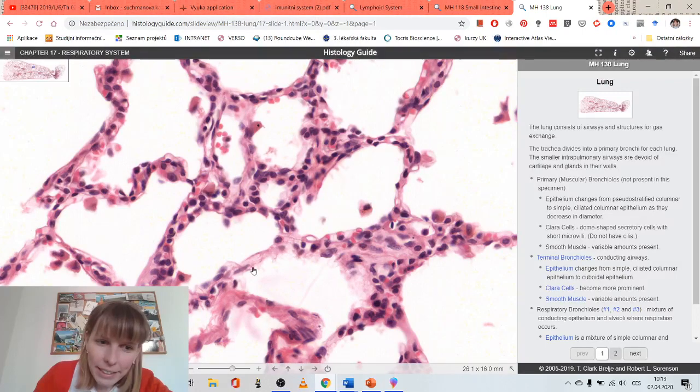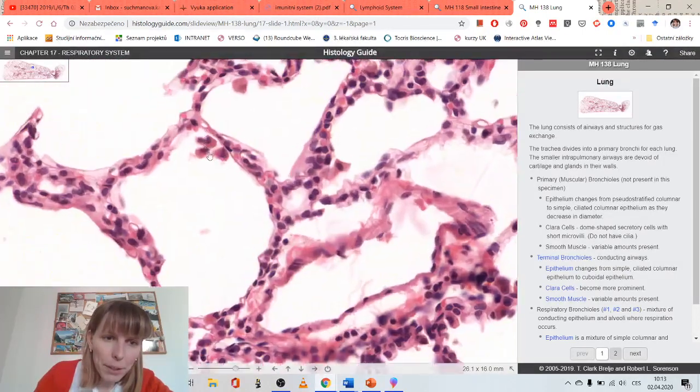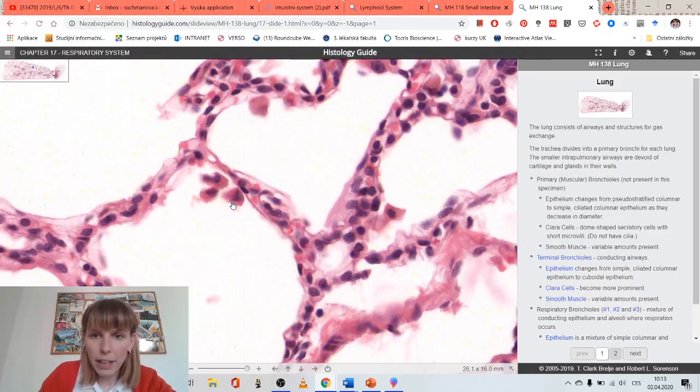You can see it. Let me find a nice example. Maybe these three guys here. You can see some kind of darker material in the cytoplasm. So these would be the dust cells, the alveolar macrophages inside your lungs. This is the wall of the alveolus with pneumocytes type 1 and type 2 in the wall, and capillaries.